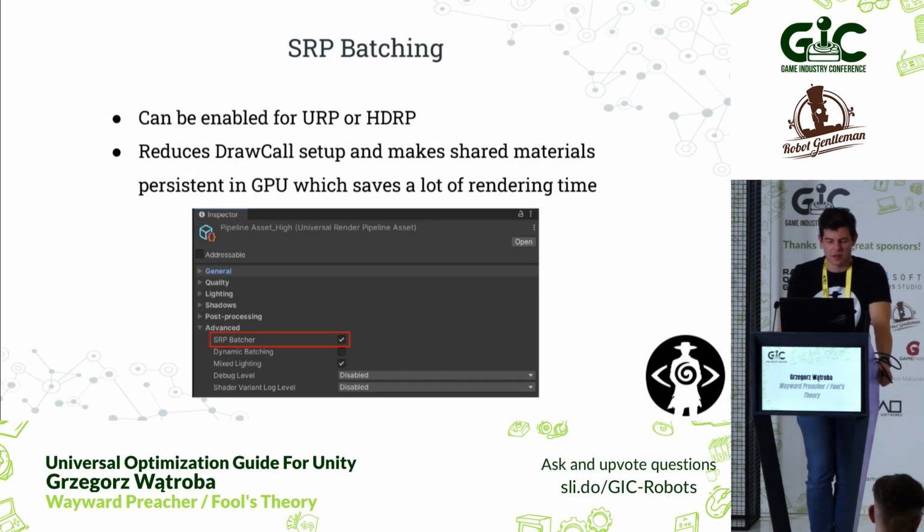SRP batching. The SRP Batcher is a fairly new magic trick that uses a new approach to draw call setup. It can only be used with URP or HDRP, so this also might be quite beneficial.